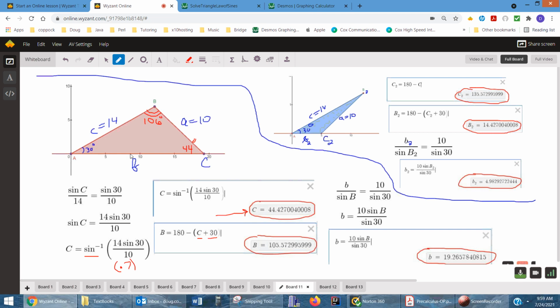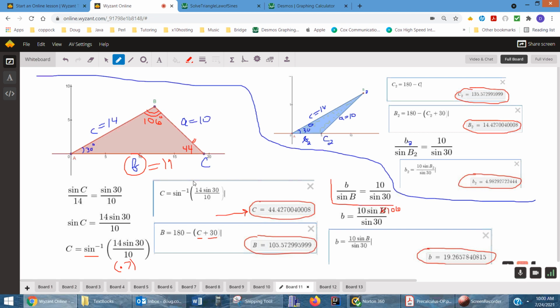And all that remains to finish solving this triangle is to find this missing side. Once again, we revert to the law of sines. This time I'll put the side on top so that it's easy to solve for B. So B is to the sine of B, which we now know, 106 degrees, as 10 is to the sine of 30. I could also have said as 14 is to the sine of 44. So B equals 10 times the sine of 106 divided by the sine of 30. We get 19.